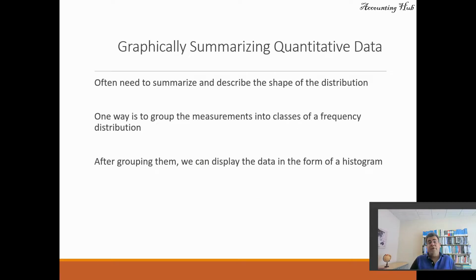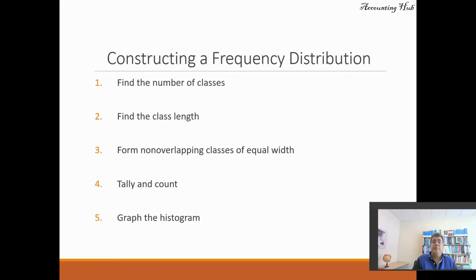Why do we need it? Often we need to summarize and describe the shape of the distribution. With the shape of the distribution, we know how we will handle the data. One way is to group the measurements into classes of a frequency distribution. After grouping them, we can display the data in the form of a histogram.